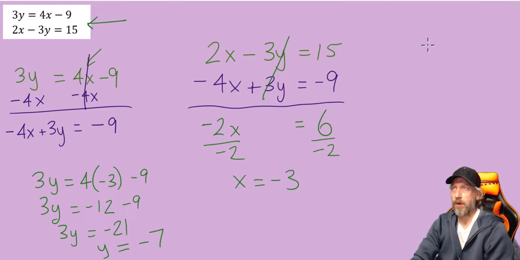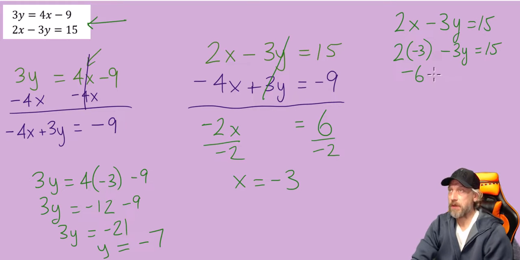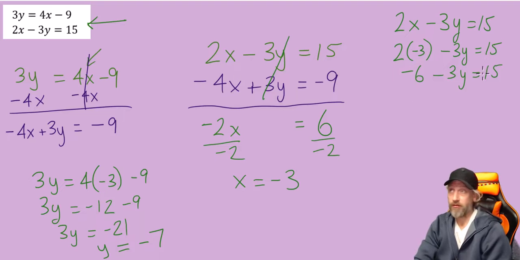Let's check it with the other equation. 2x minus 3y equals 15. With x equals negative 3, we've got 2 times negative 3 minus 3y equals 15. And let's just keep it going. Now we're going to solve for y.